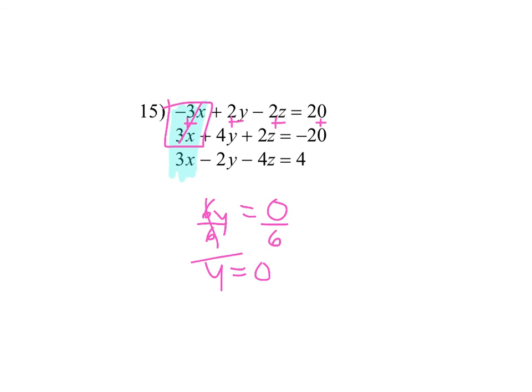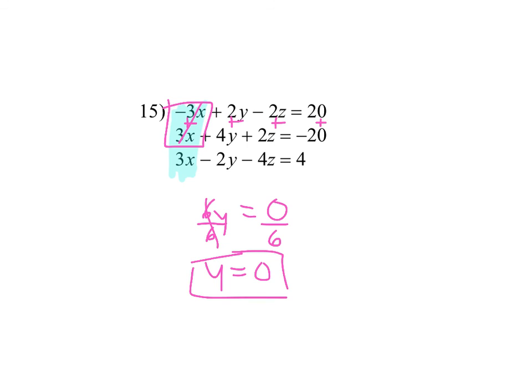We still have to find z and x. We can't just plug this in yet because then we're still solving for 2 variables. So we have to do the same thing but with 2 more equations. Which 2 equations can we work with now? The second and third. If we work with the second and third, we have 2 positive 3s, so we're going to have to multiply one of them.